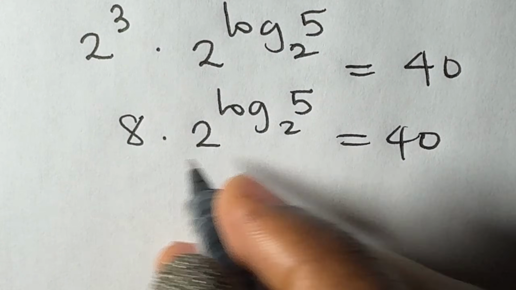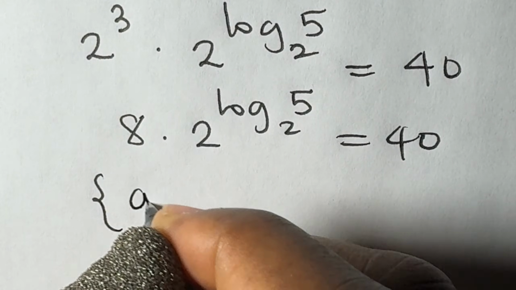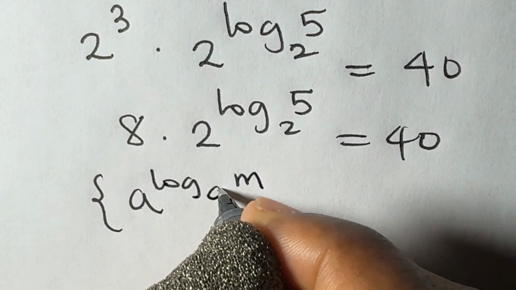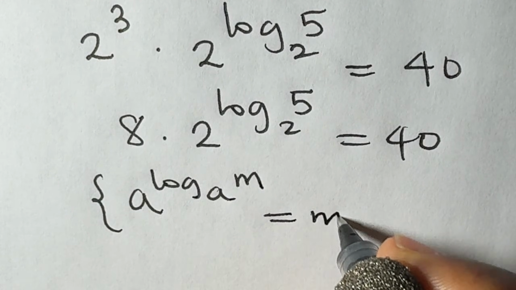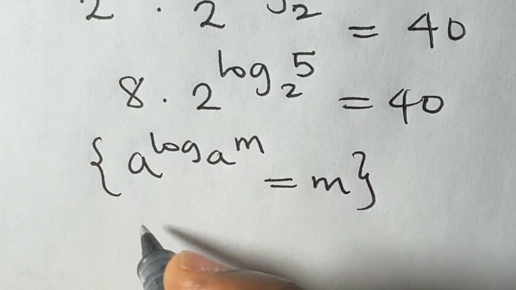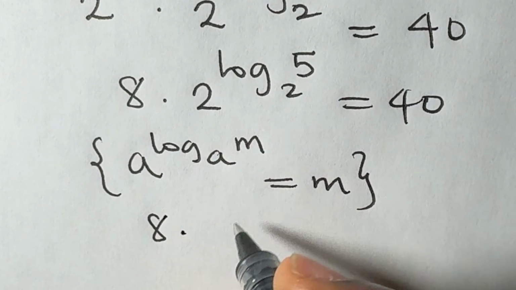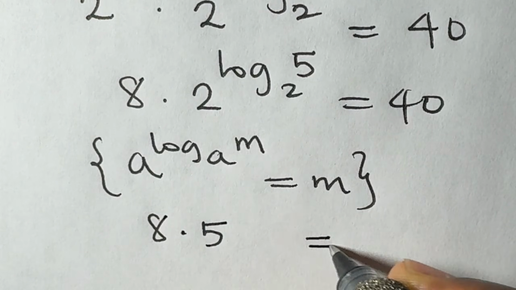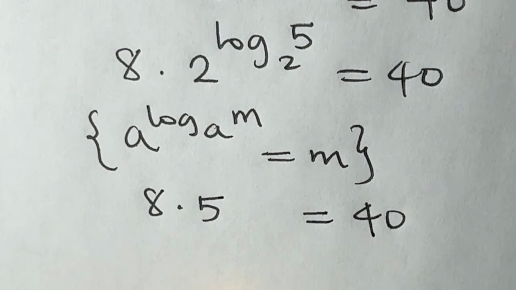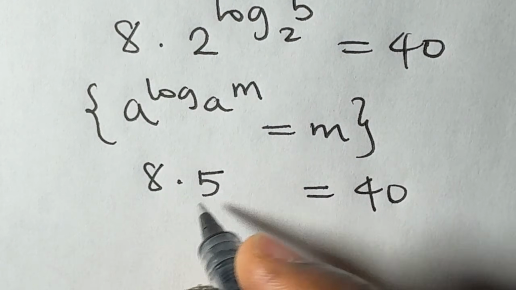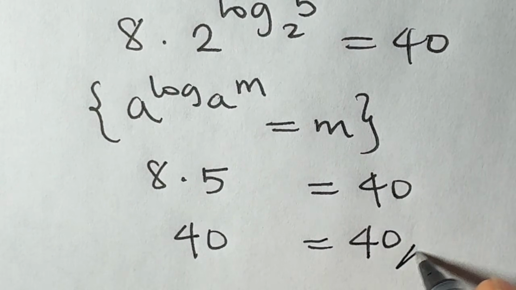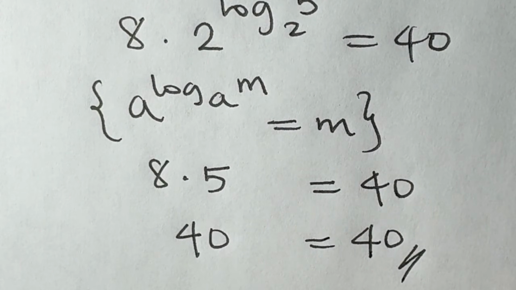By logarithm, this expression is of the form a raised to power log m base a, and this will give us m. So this becomes 8 times, this becomes 5, and this should give us 40. And 8 times 5 is definitely 40. So our left hand side balances the right hand side, confirming that our solution is correct.